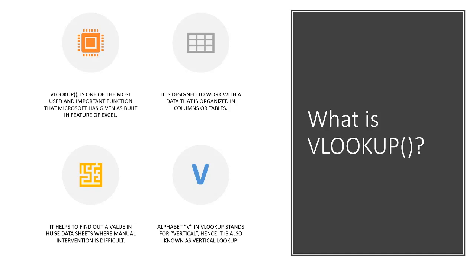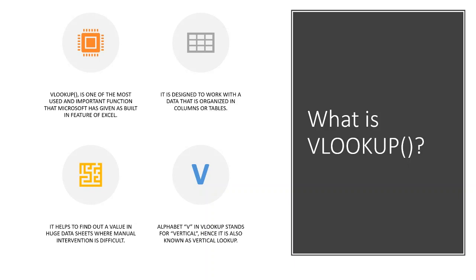VLOOKUP helps to find a value in huge data sheets where manual intervention is difficult. It is designed to work with data that is organized in columns or tables. If data is scattered across the sheet, we will not be able to use the VLOOKUP function to find any lookup value. The V in VLOOKUP stands for vertical, hence it is also known as vertical lookup. Friends, VLOOKUP is one of the most used and important functions that Microsoft has given as a built-in feature of Excel. So this was a short introduction of VLOOKUP.